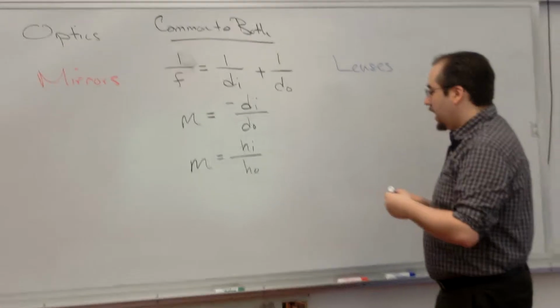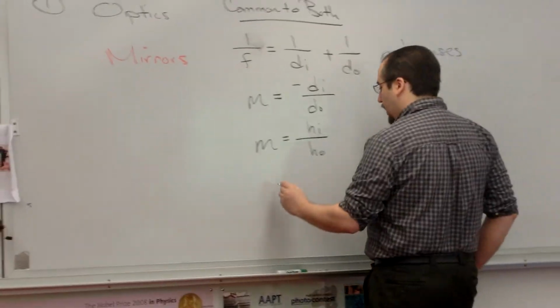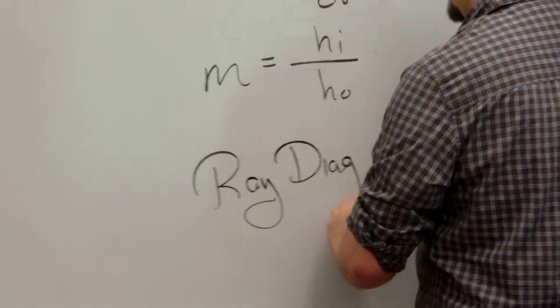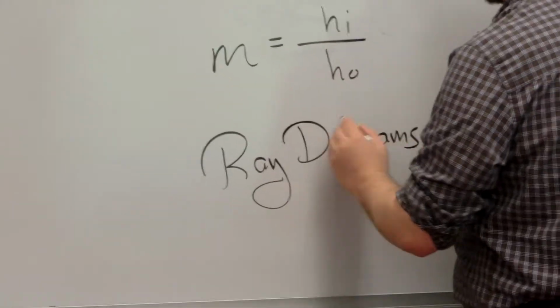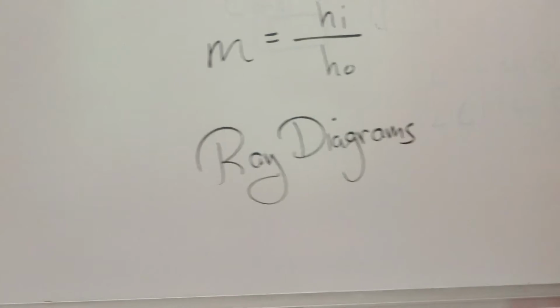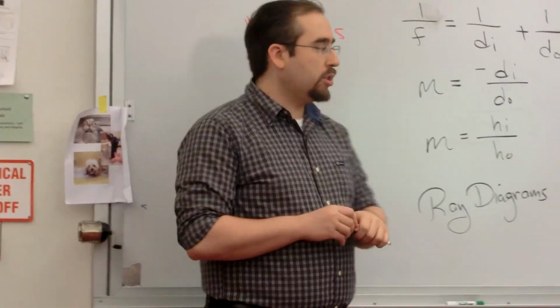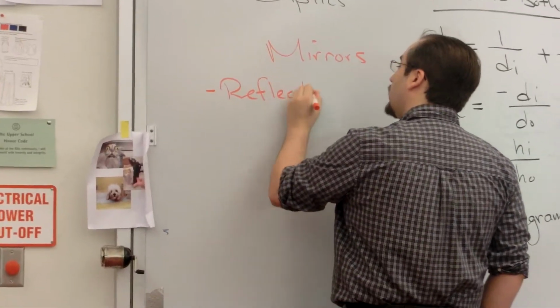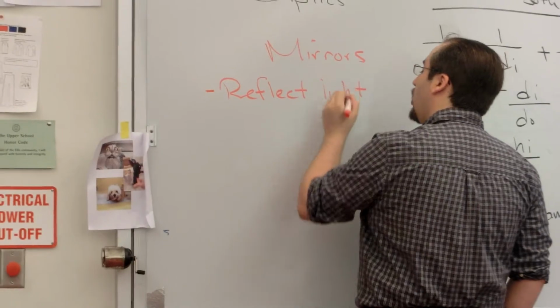Alright. The other thing that is common to both of these are ray diagrams. Oh, my enemy. So, what makes mirrors special? What do mirrors do? Reflect. Mirrors reflect. So we've got light bouncing off of things.